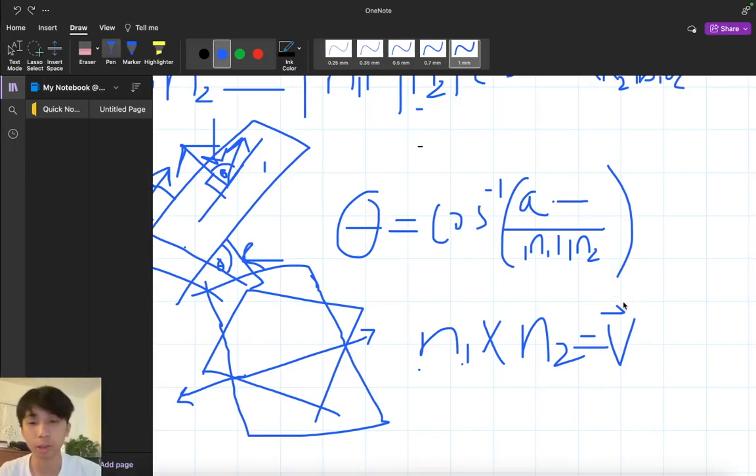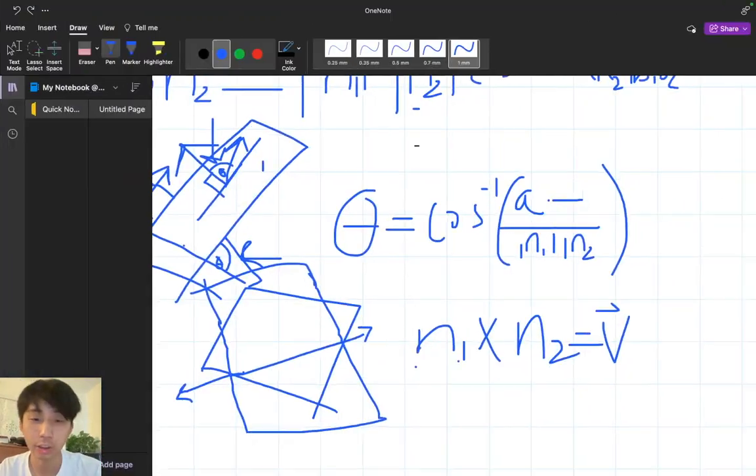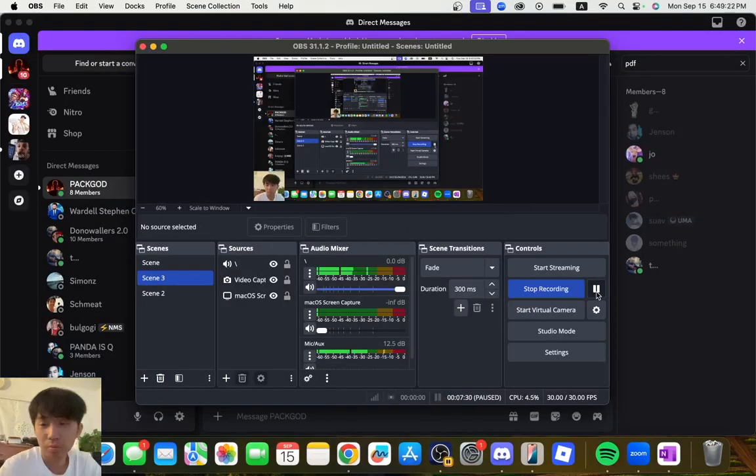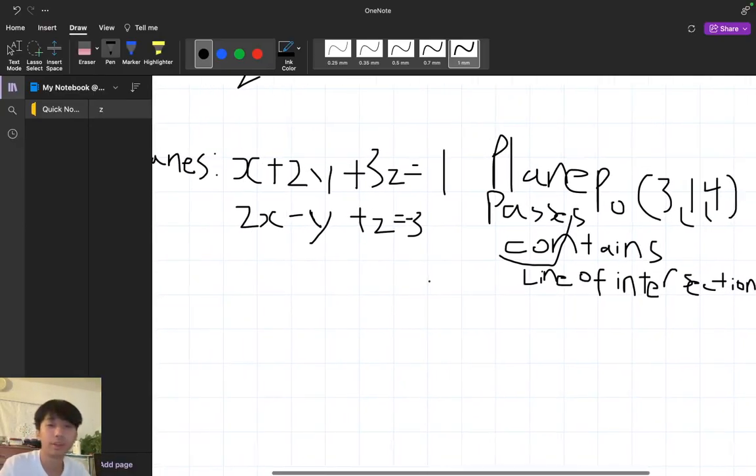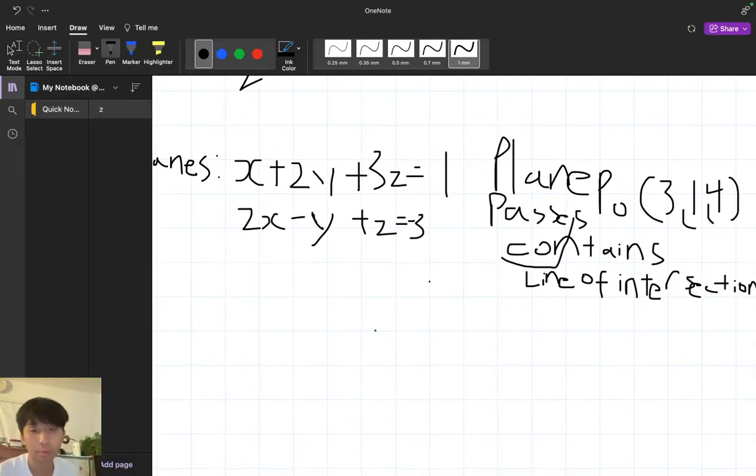So let's see how much time I got left. Alright, let's try to do a practice problem. Let me just set it up real quick. Alright, I'm back. Set it up right here. It's gonna be a double problem. We have to find the line of intersection, and then we have to find the point that contains the line of intersection.